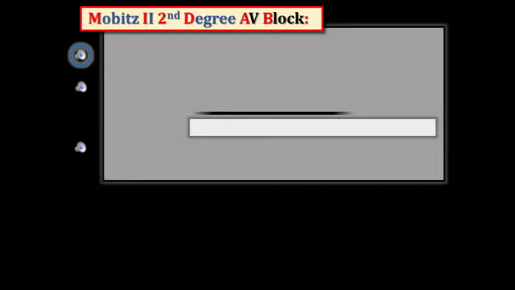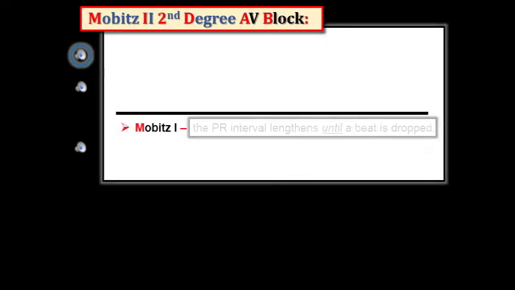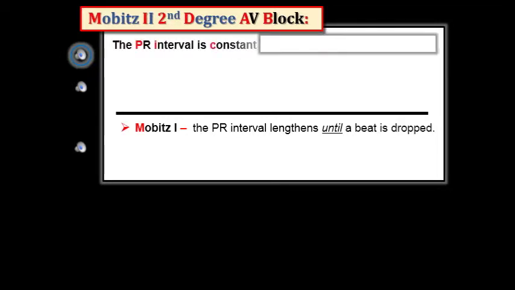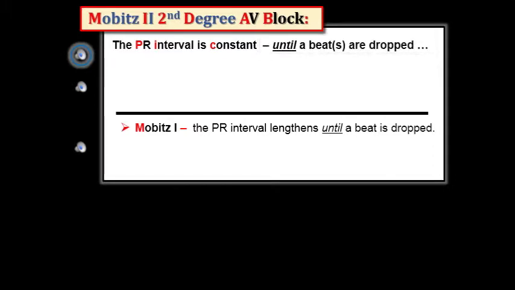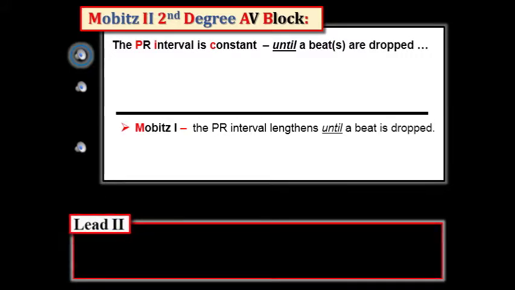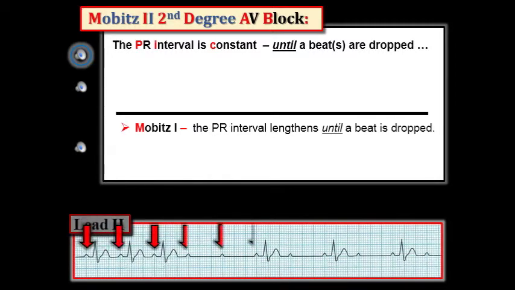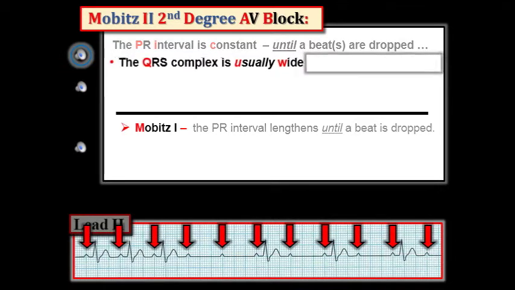Let's now look at Mobitz 2 second-degree AV block. As opposed to Mobitz 1, in which the PR interval progressively lengthens until a beat is dropped, with Mobitz 2, the PR interval remains constant. And then, often without warning, one or more P waves in a row may be non-conducted. We see this in the example of Mobitz 2 shown below on this slide. Note that regular sinus P waves are present throughout, red arrows. The QRS complex is wide, as it usually is with Mobitz 2.